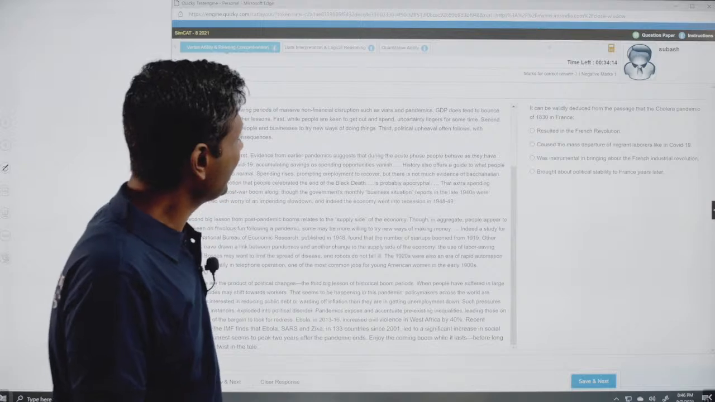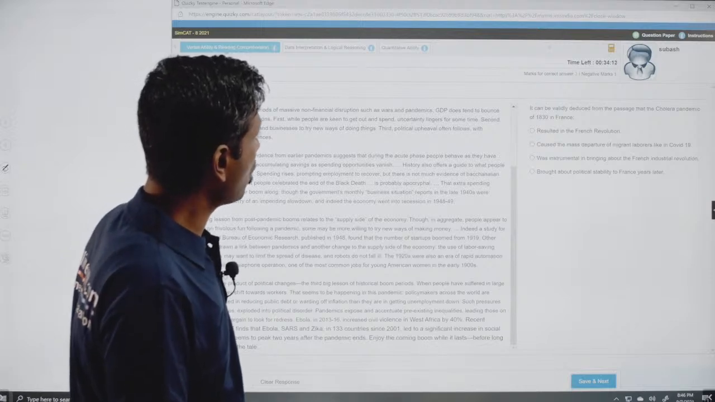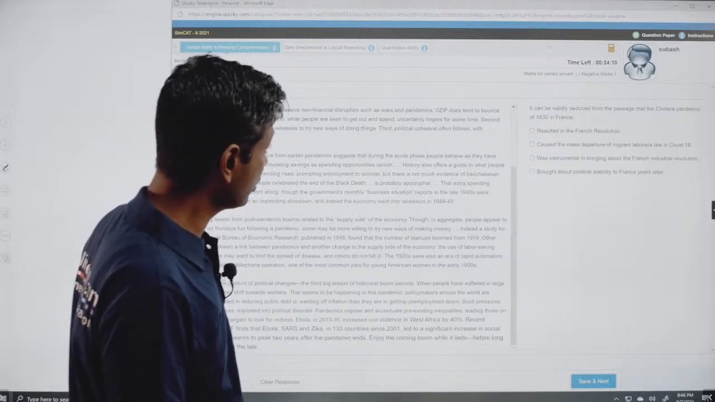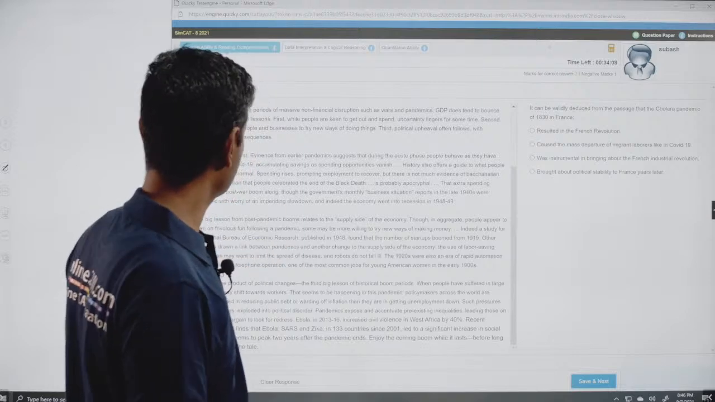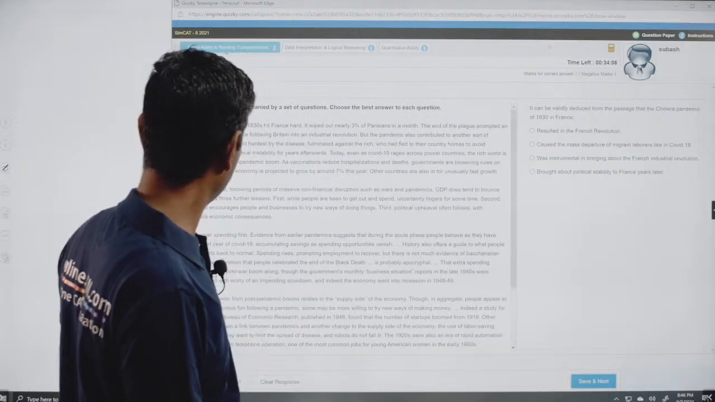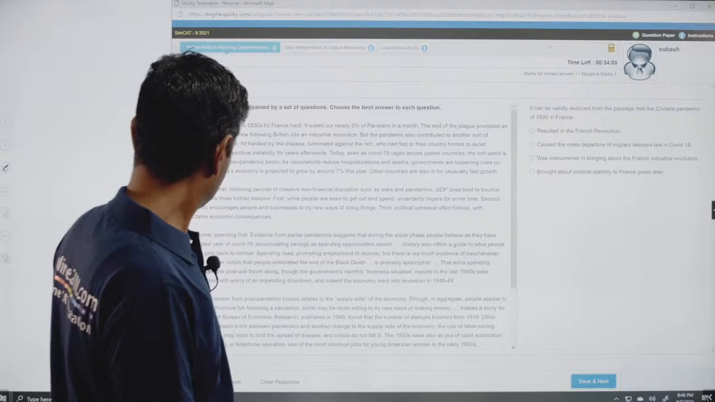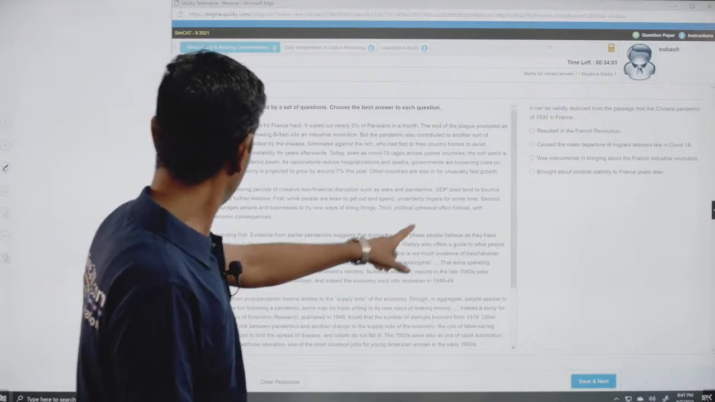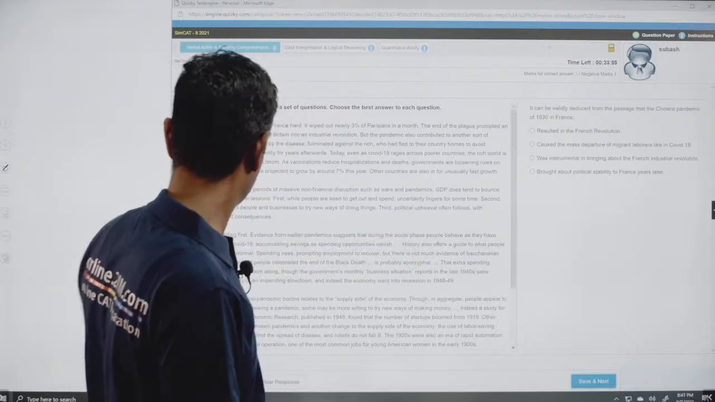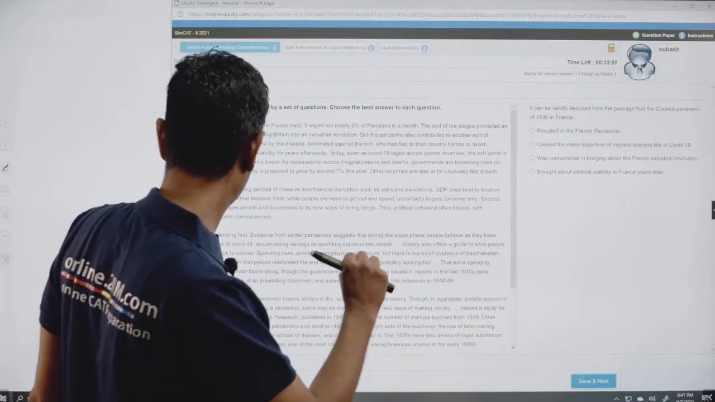Let's say it can be validly deduced from the passage that the cholera pandemic of 1830 in France resulted in the French Revolution. No, I don't think it resulted in. Okay, political upheaval often follows. That's correct. Often with unpredictable economic consequences.